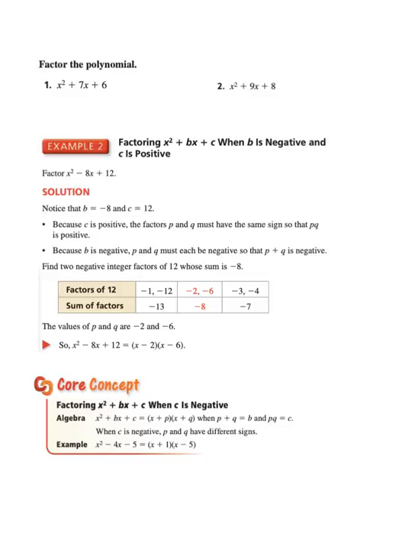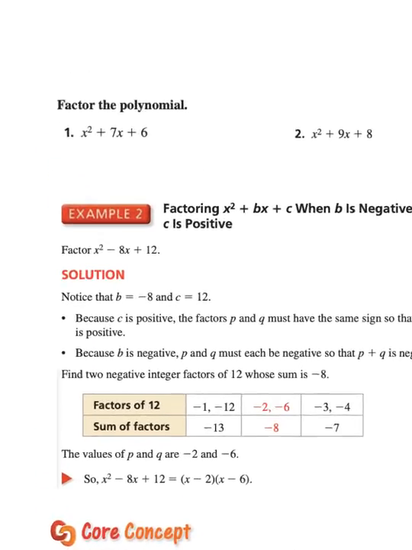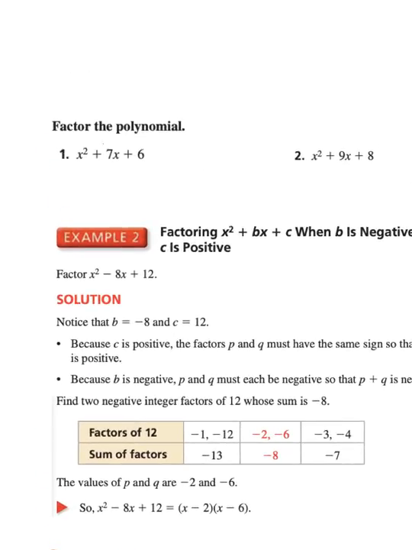And remember again, this is my B value. My B value is 7. We're going to call that B for now. We're going to call this C for now. And we're looking for two numbers that multiply to 6 and add to 7.